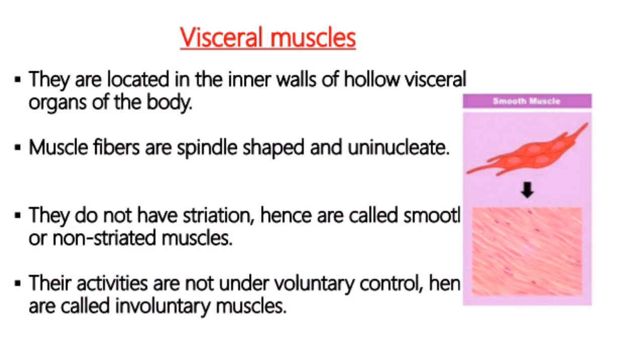So that is involuntary in action. Means their control is not under our will. That's why it is known as involuntary muscles. And there are no striations. That's why it is known as smooth muscles. And the shape is spindle shaped. Means it is broader in the middle and both the sides are narrow. That is spindle shaped.